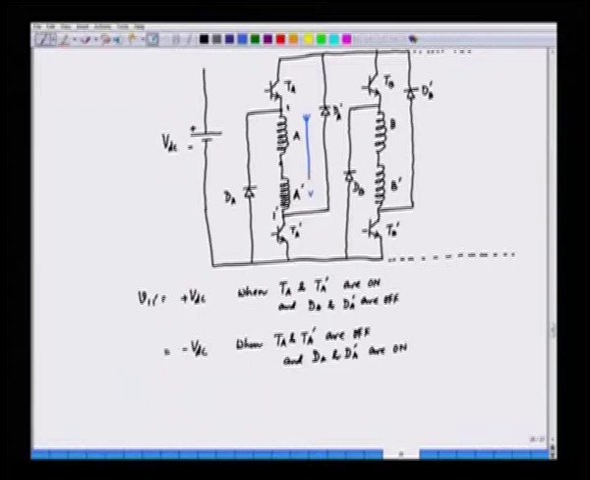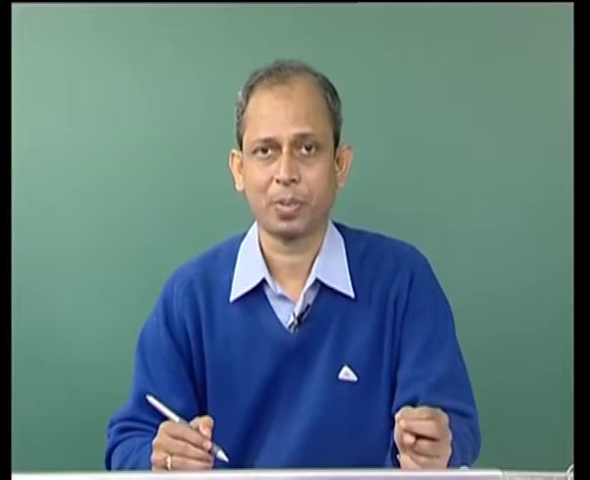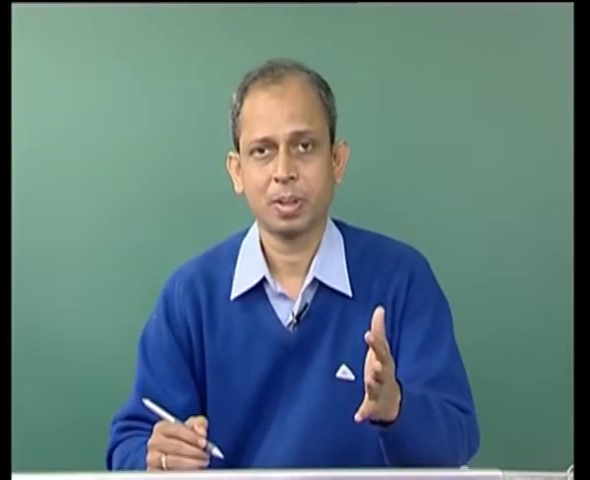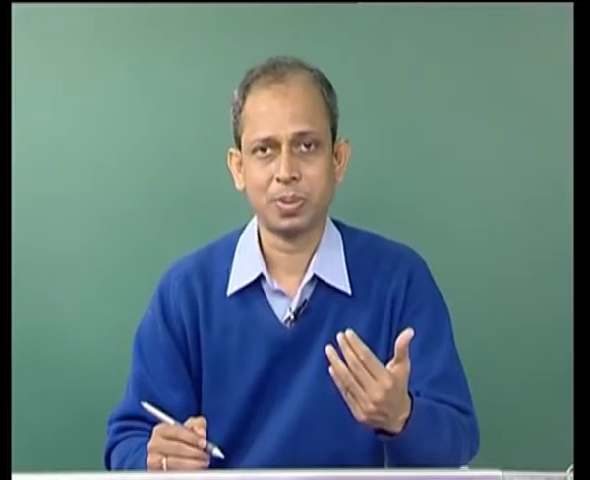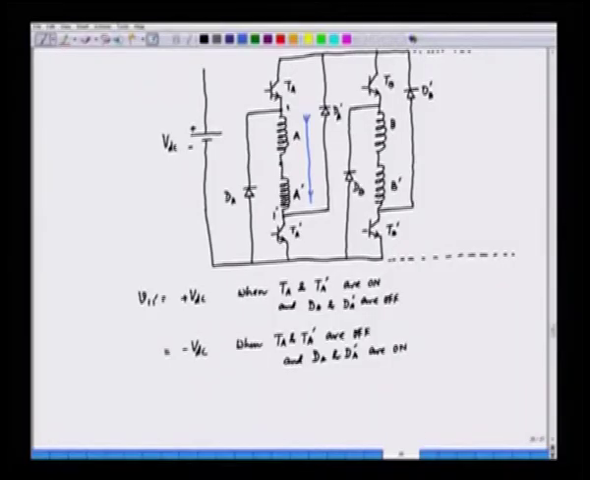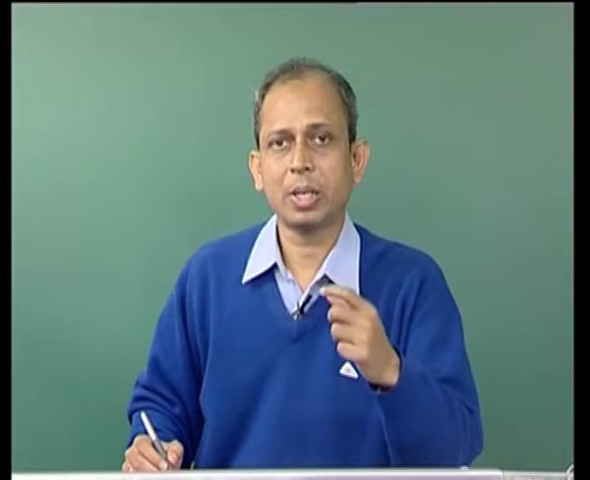So, this is the current through the phase winding, but this current does not flow through TA and TA prime. It has to flow through some alternative path, and the alternative path is provided by the diode. So, what happens here is that this current will be coming through the diode like this, and the diodes will be conducting. So, this current will be flowing like this through the diode, and the current through the winding will be maintained. Of course, it will be decaying, but it is maintained for that time.